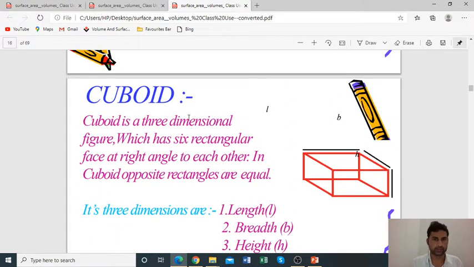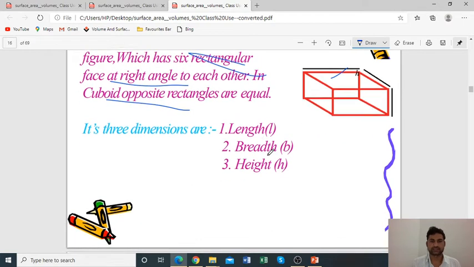We move on to the next topic, cuboids. A cuboid is a three-dimensional figure which has six rectangular faces at right angles to each other. In a cuboid, opposite rectangles are equal. In three dimensions, length is represented by L, breadth by B, and height by H.